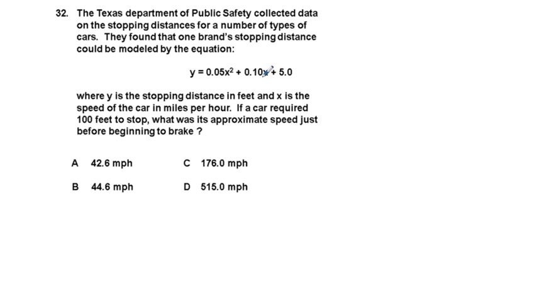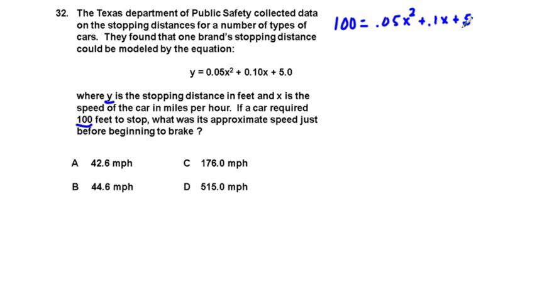So you're basically solving a quadratic equation. I'm going to write out, we know that y is our stopping distance, and we're given that as being 100 feet. So our equation is going to be 100 equals 0.05x squared, x being our speed, plus 0.1x plus 5.